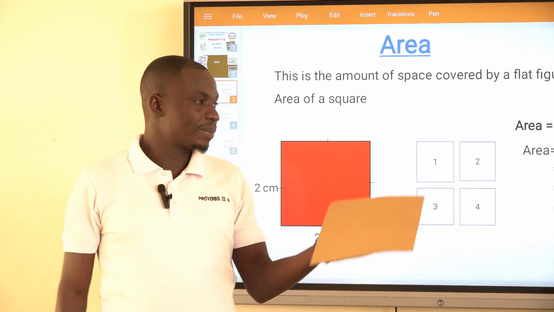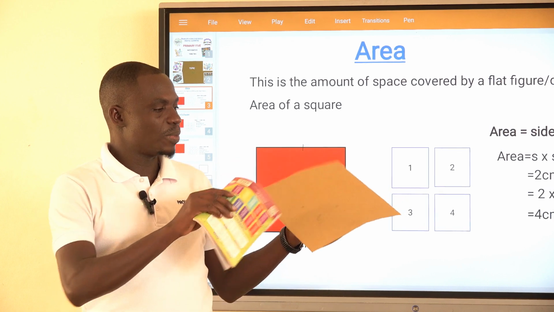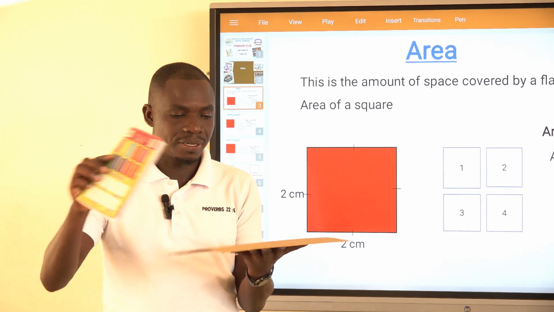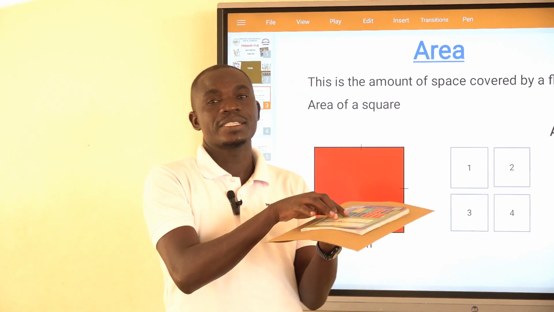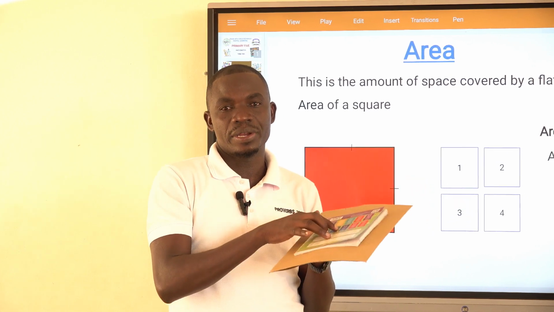Now, when you look at this object that I have, if I consider this to be my space, then I get this book as an object, and I cover it. The space that it has covered in two dimensions is what we call the area.